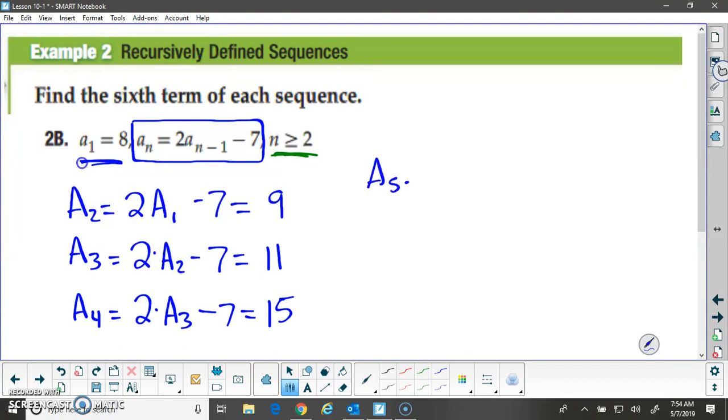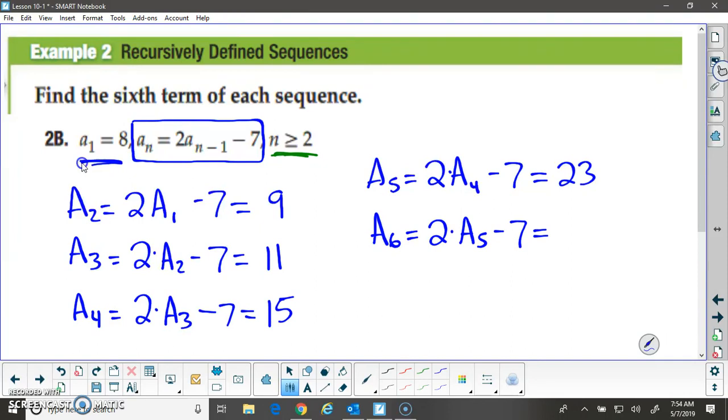Then to find the fifth term, we're going to take 2 times the fourth term, then subtract 7. So 2 times 15 is 30. 30 minus 7 gives us 23. And then to find our sixth term, we're going to take 2 times the fifth term, and then subtract 7. So 2 times 23 is 46. 46 minus 7 gives us 39.